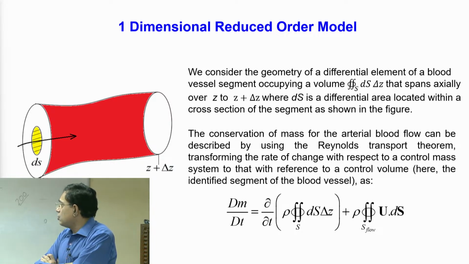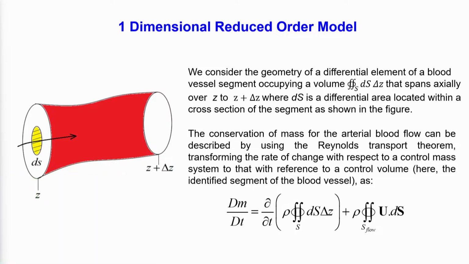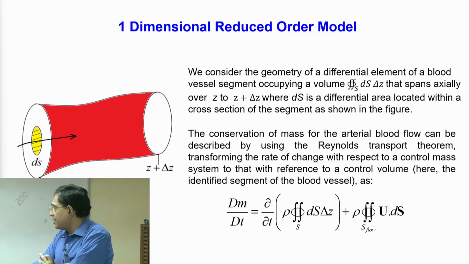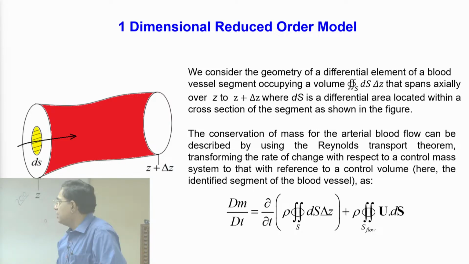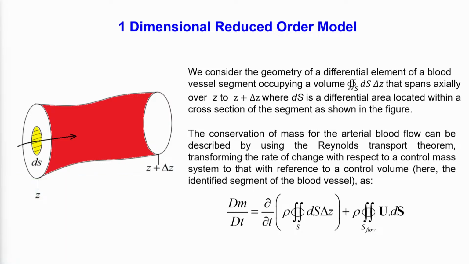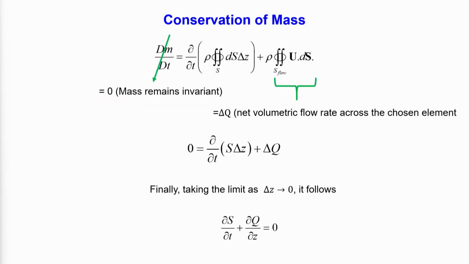So, now if you apply the Reynolds transport theorem, conservation of mass, then capital B is the mass. So, if you substitute that, it is the dm dt. The right hand side first term is the partial with respect to time of whatever is the mass inside the control volume. The integral of ds into delta Z is the volume, that times rho is the mass, and the flow term is the next term. So, we are just using the Reynolds transport theorem.